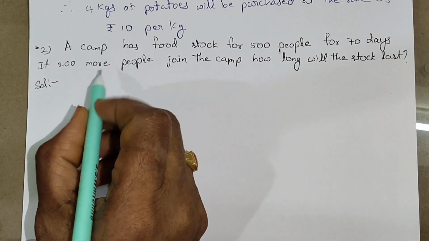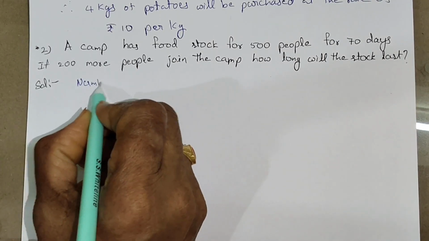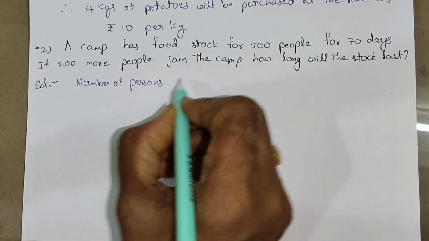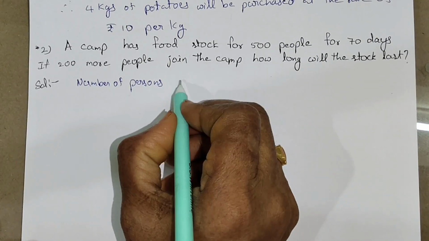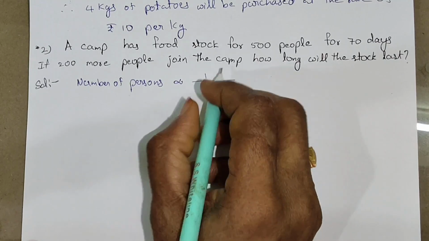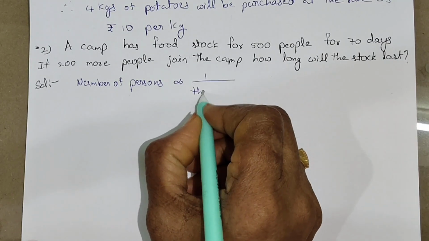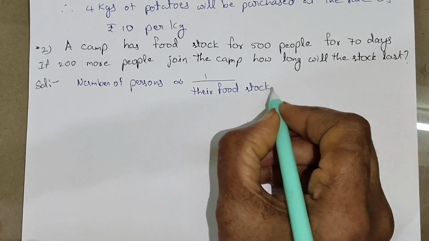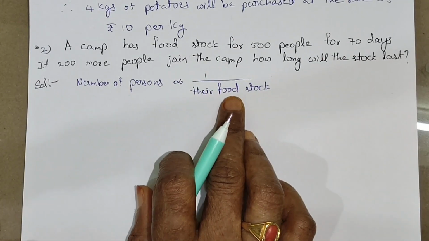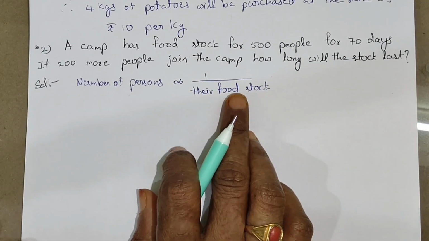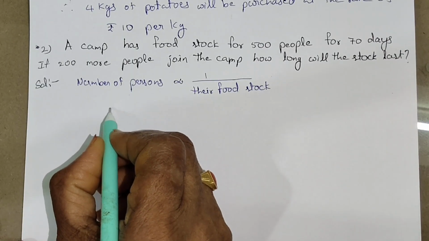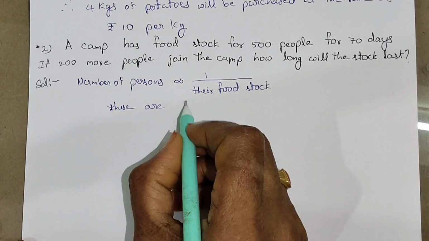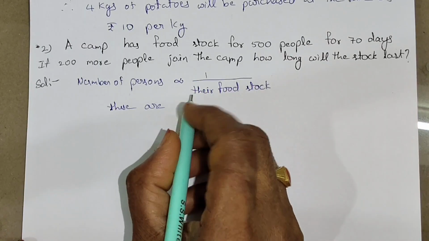So inversely proportional: the number of persons is inversely proportional to their food stock. So these two are inversely proportional.